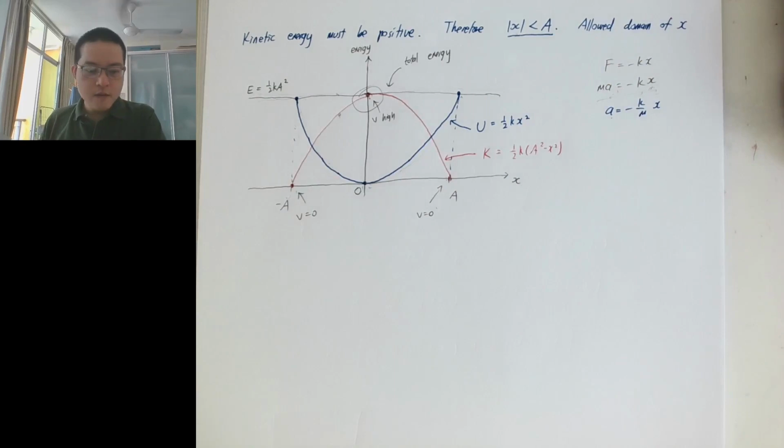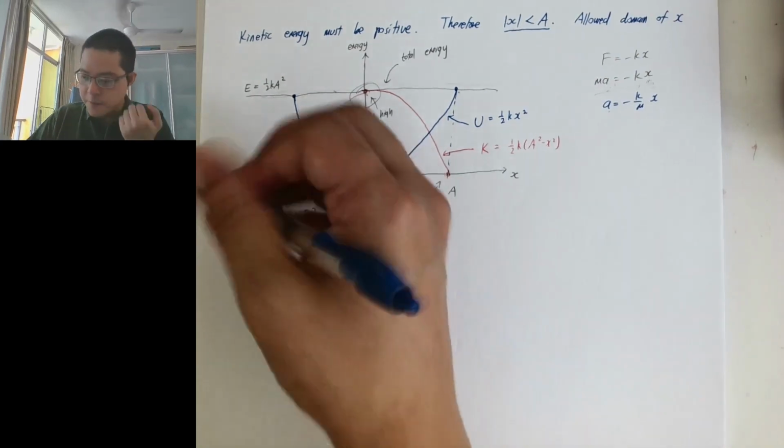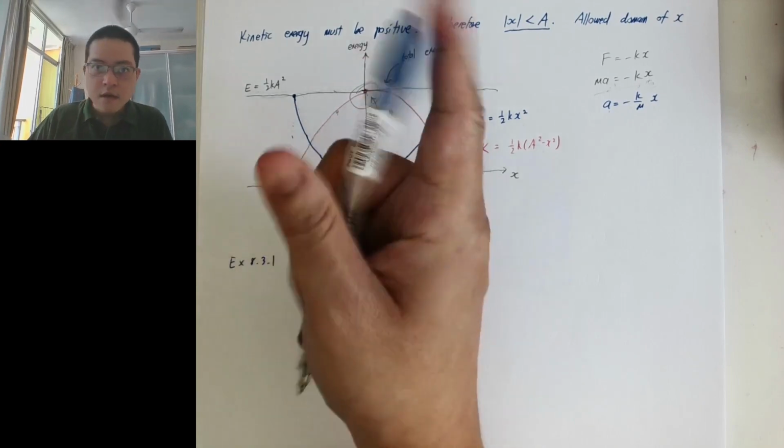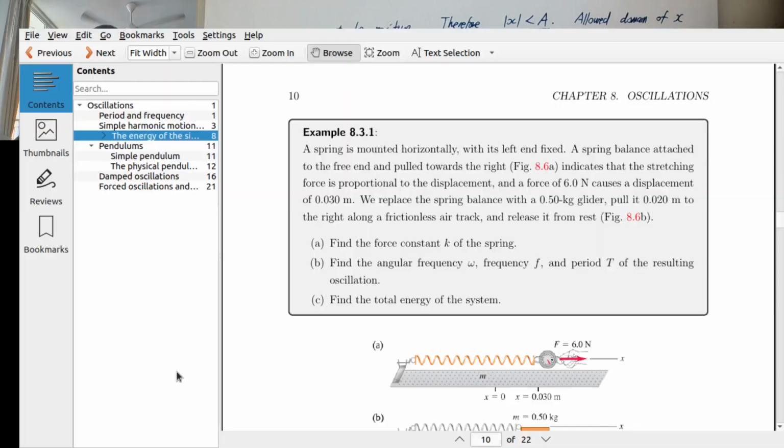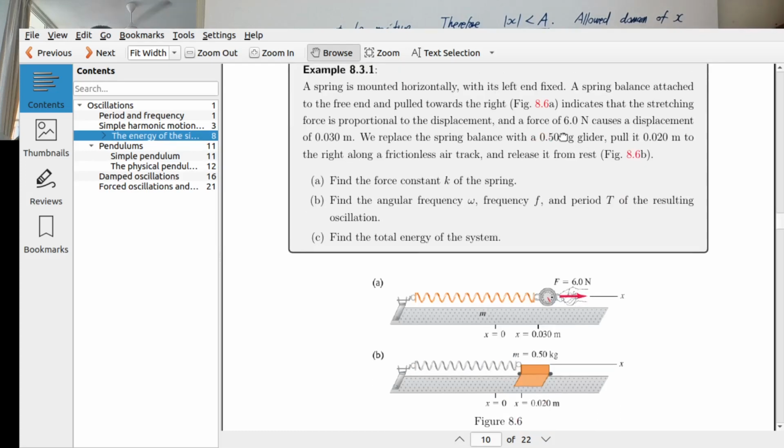Okay, so let's look at example 8.3.1. So we have a spring that is mounted horizontally, and its left end is fixed. A spring balance attached to the free end towards the right indicates that the stretching force is proportional to the displacement, and 6 newtons causes 0.03 meters. So this whole thing is just providing us information on how to calculate k, the spring constant. Okay, and so we got the k already.